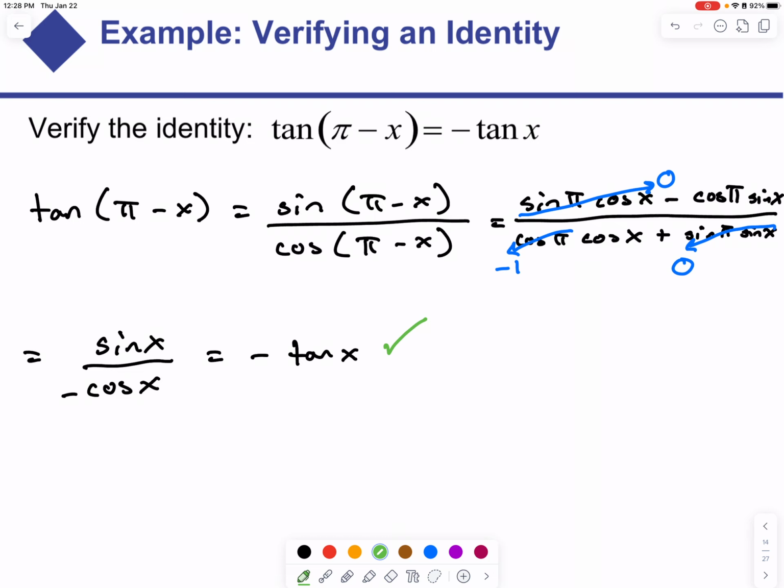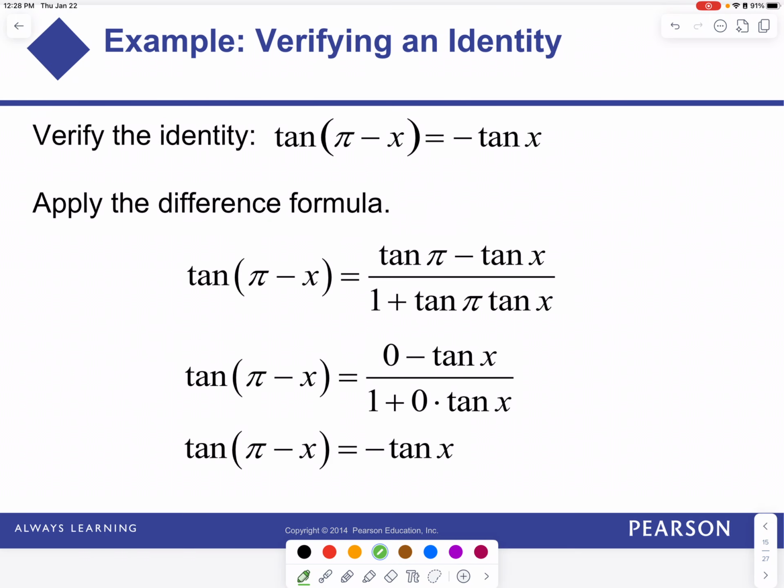Okay. Now let's see. Maybe the book used the difference rule for tan. Let's see the way the book did it. So they applied the difference formula, right? That's fine. Tan of pi. Sine is what? 0. Yeah. Okay. So eventually they got to the same thing that we did. It just makes more sense for me in terms of sine and cosine. But yeah, this is fine. Let's keep moving.